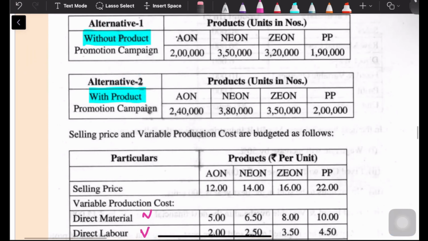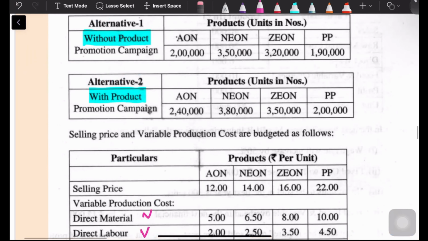So we can now calculate from the contribution total column only. 4.16 into 2 lakh is 8,32,000, minus fixed. Fixed we will take at the total. We don't have to consider it here.